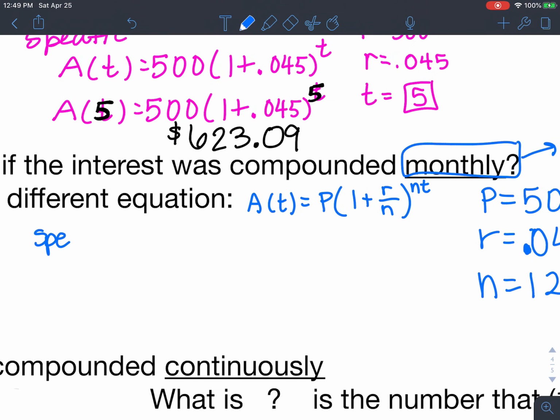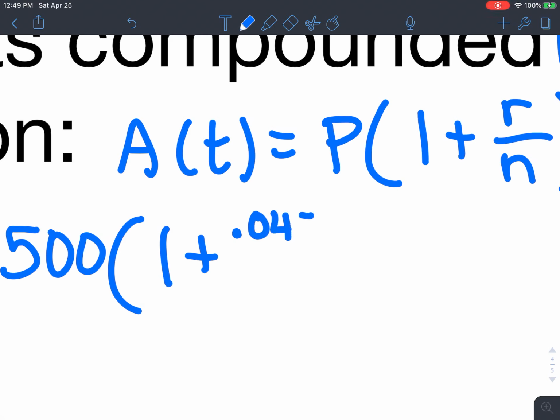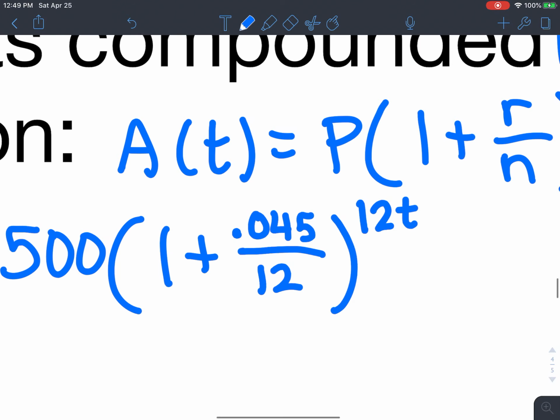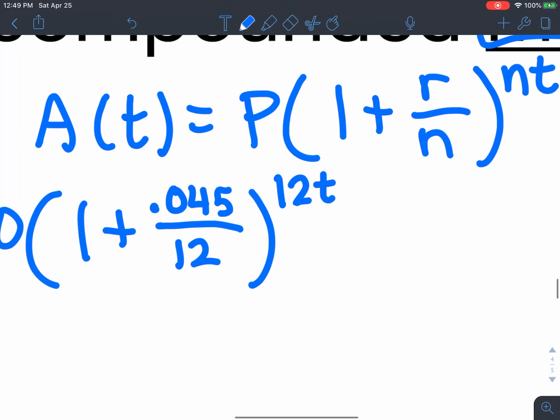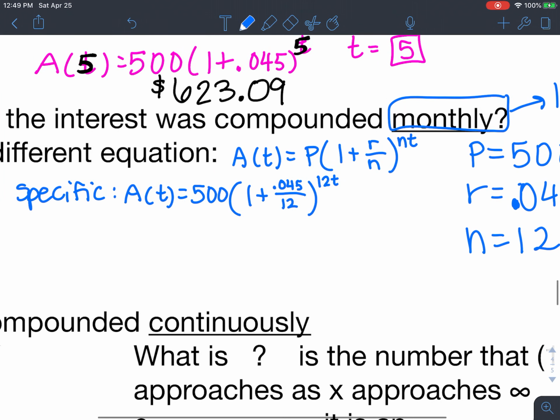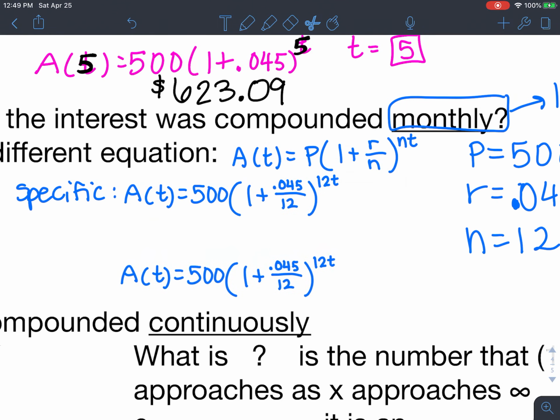So our specific equation for this problem would be A of t equals 500 times (1 plus 0.045 over 12) to the 12t. It's really not important for you to simplify what's in here. That's not usually something anyone asks you to do, so don't worry about that. And our problem is asking us to find it at 5 years.